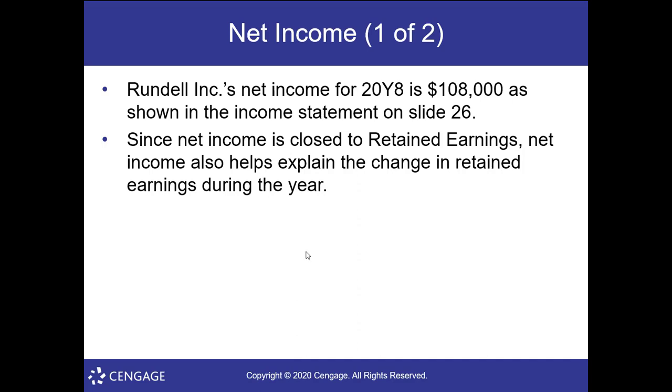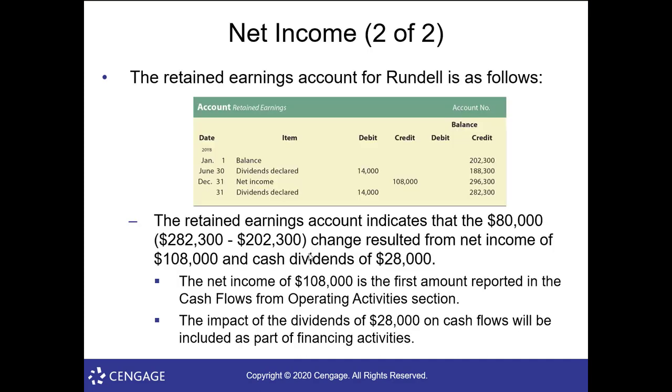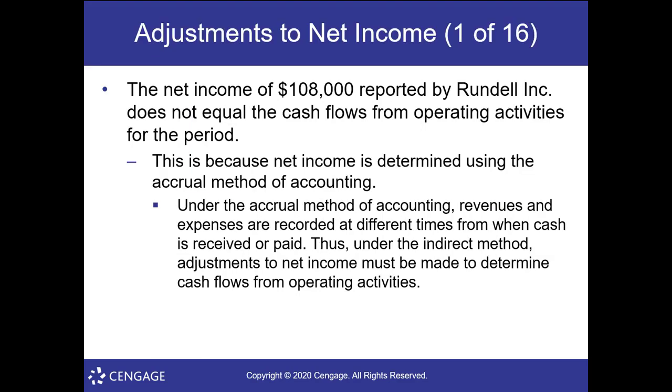So we start with the $8,000. Then we go to the dividends. Here's the 108 for net income. You can see that from the retained earnings statement. It indicated an $80,000 net change in the year, and that was net income of the 108 less the dividends that were declared on two separate occasions, June 30th and December 31st, totaling $28,000.